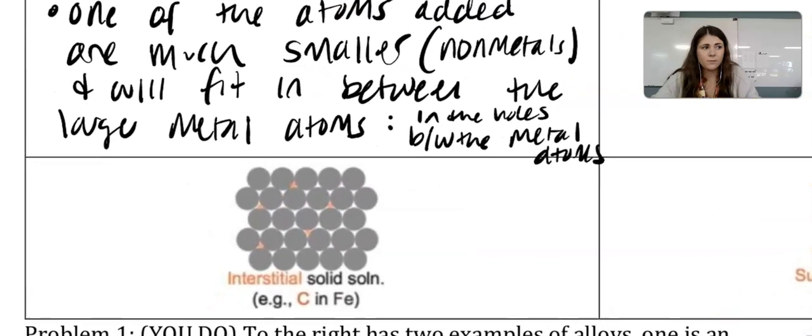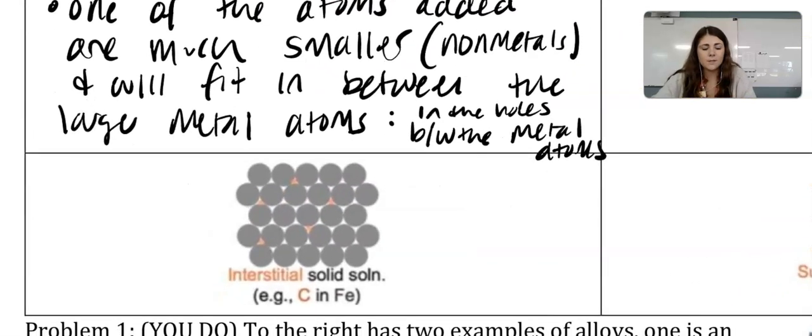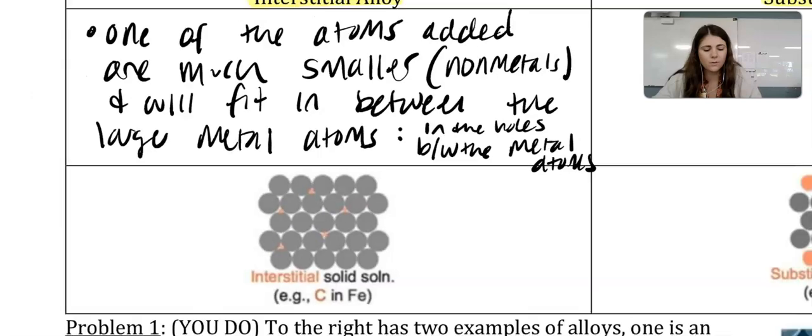Here, I'm going to just scroll in real quick. You can see this interstitial alloy in my picture. The orange is representative of carbon, and the gray circles would be iron. So here you can see these little carbon atoms are fitting in between the holes or the pockets of all the iron.